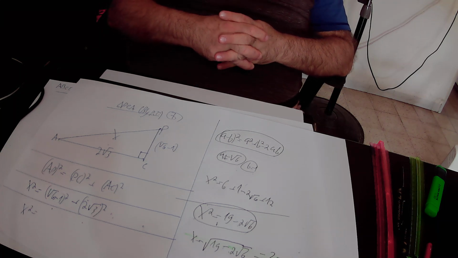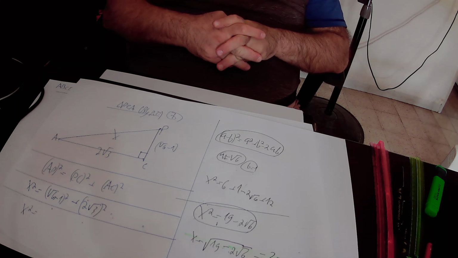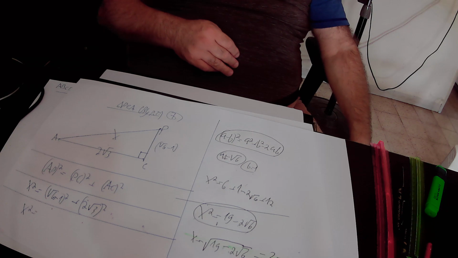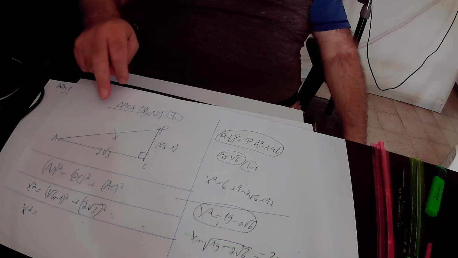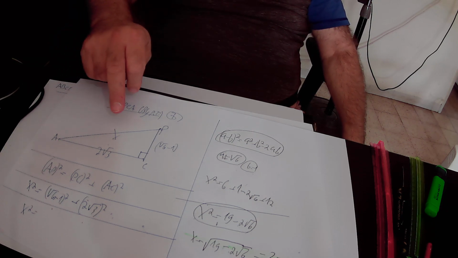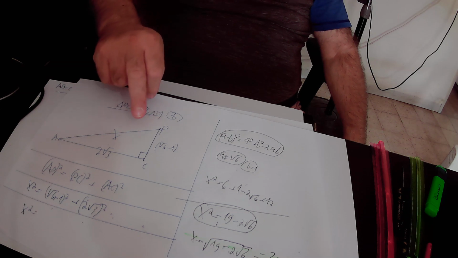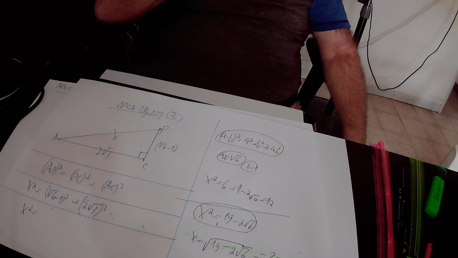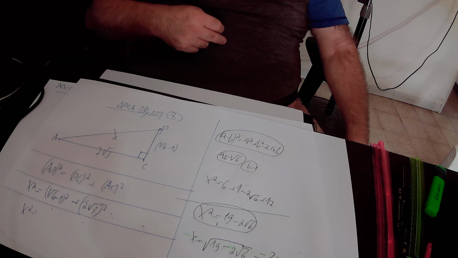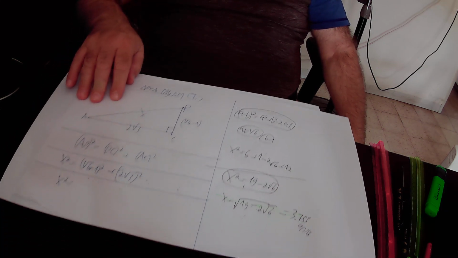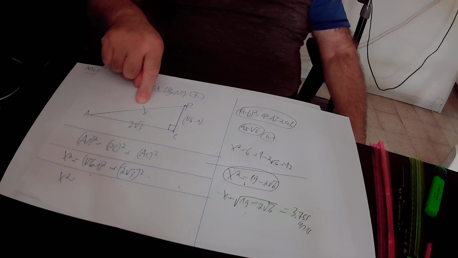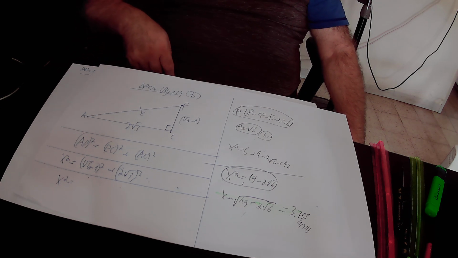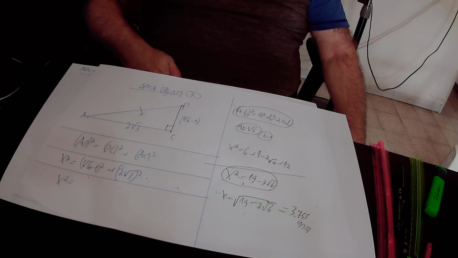According to the Pythagoras theorem, the square of the hypotenuse equals the sum of the squares of the perpendicular sides. The hypotenuse in this right triangle is AP, therefore the square of the hypotenuse is AP squared. It must be equal to PC squared plus CA squared. Okay, so AP equals x, therefore AP squared is x squared, and it is equal to PC squared.